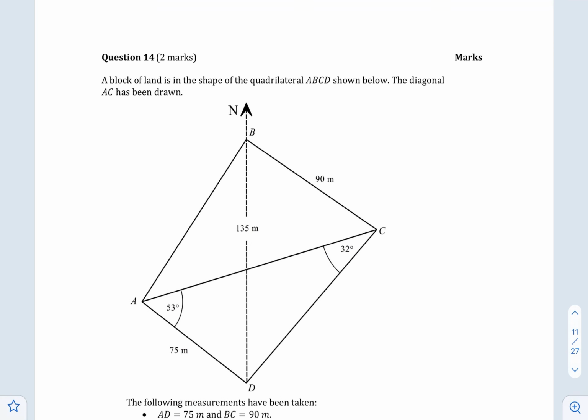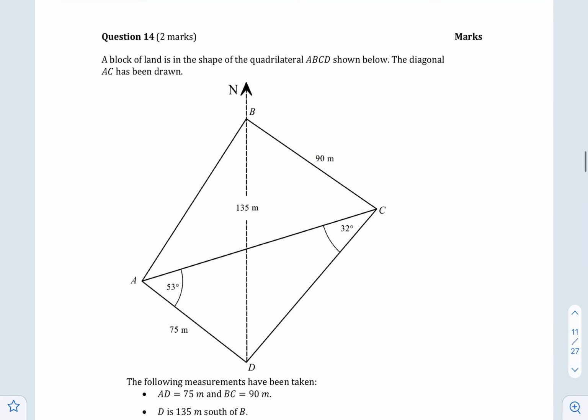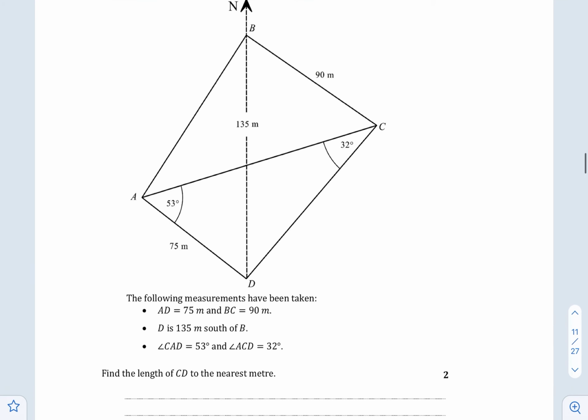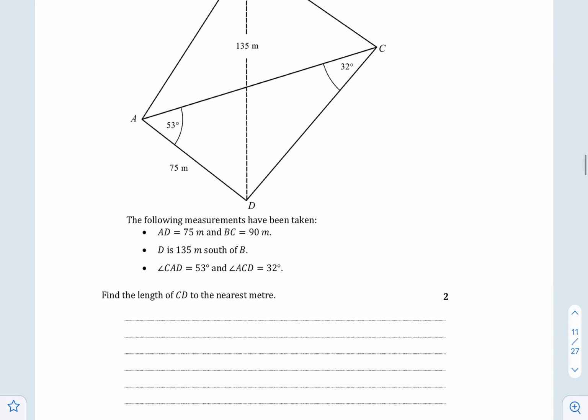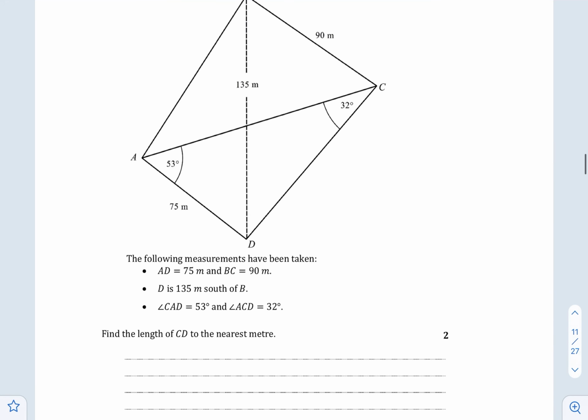Question 14. We have a block of land in the shape of a quadrilateral, ABCD. The diagonal AC has been drawn. Then we have some information. That information is actually directly on here already, which is good. We need to find CD to the nearest metre. So I need this length here.